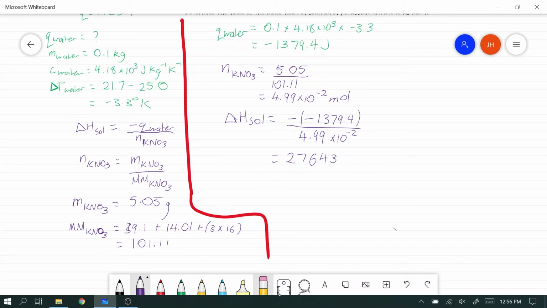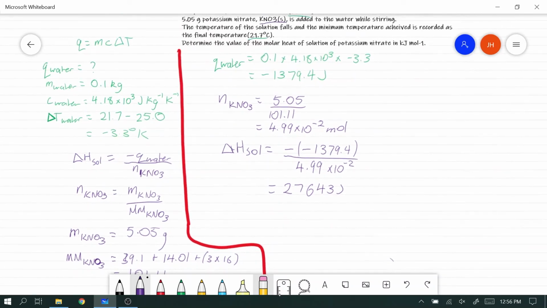643 joules. Now, we've been asked for the answer in kilojoules per mole, so we can just do a conversion the same as you would between grams and kilograms, a factor of 1,000. So if we divide by 1,000, we get 27.643 kilojoules, and these are both per mole.